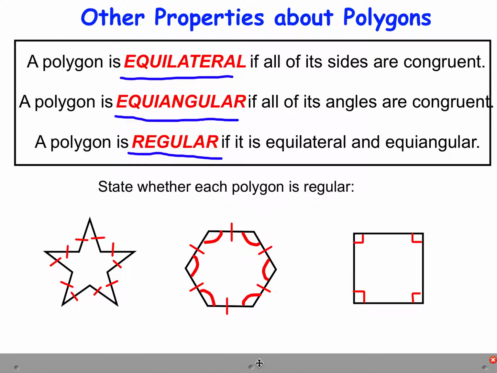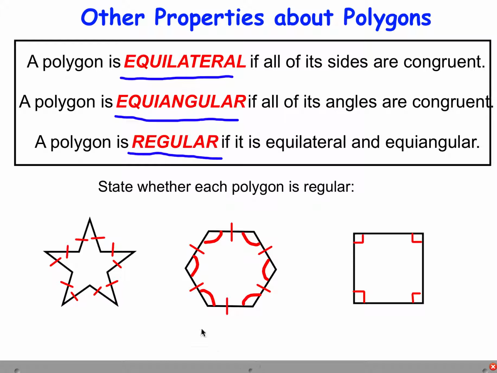So we have some examples down here. What I want you to do is go ahead, pause the video, and determine if these shapes are equilateral, if they're equiangular, or if they are regular. All right, so hopefully you've gone through and determined which of these are equiangular, equilateral and regular, and so we're going to do that now.